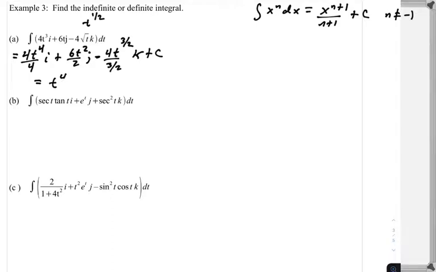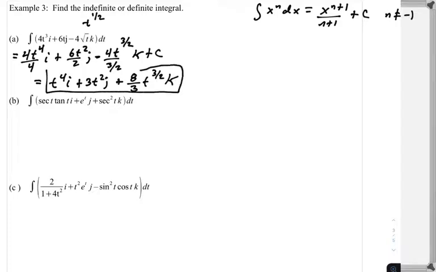All right, let's go ahead and simplify this. This is going to be t to the 4th i plus 3t squared j, and then plus 8/3 t to the 3/2 k. And don't forget your constant of integration, which looks like I was going to forget. And plus your constant of integration.